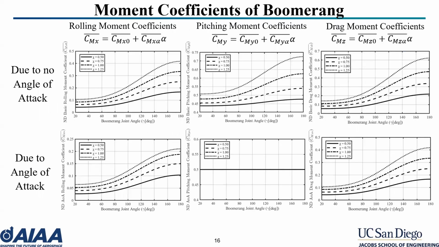Likewise, we can plot moment coefficients changing with boomerang joint angle at a range of rotational rates. The leftmost plot showed the rolling moment, the middle plot showed the pitching moment, and the rightmost plot showed the drag moment. Like before, the topmost show the coefficients due to no angle of attack, and the bottommost show the coefficients due to angle of attack. Again, we can see that these coefficients, apart from pitching moment due to angle of attack, both increase with increasing joint angle and increase with increasing angular rate.